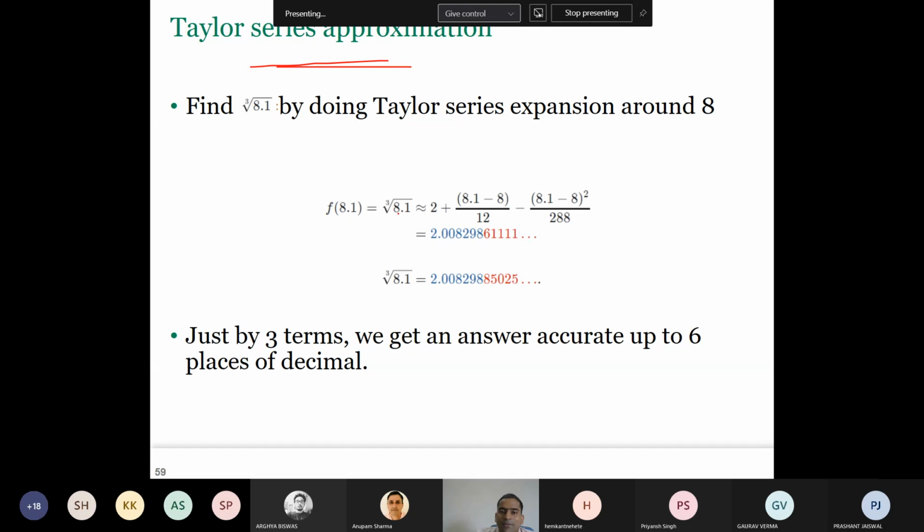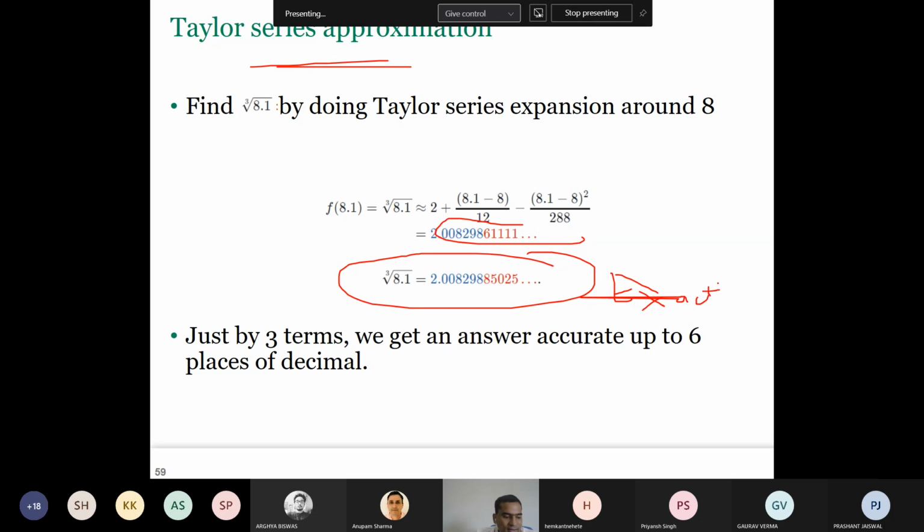So for example, if I want to find the cube root of 8.1, this is the number I get by just taking 3 terms, and this is the exact answer. So the point is, just by taking 3 terms, I get an answer which is accurate up to 6 places of decimal.